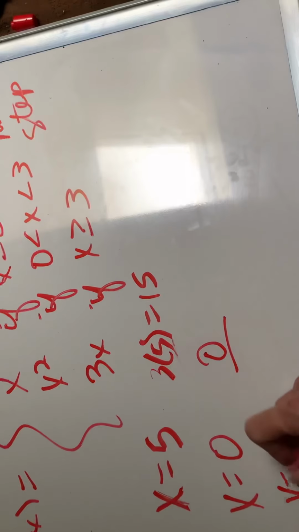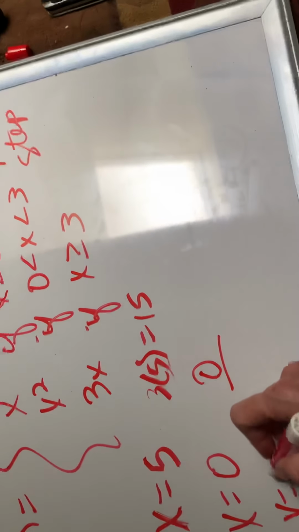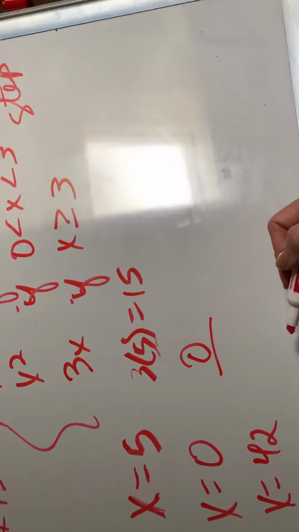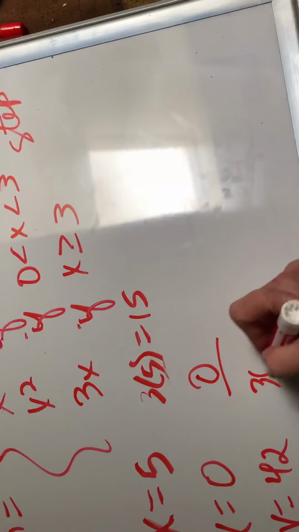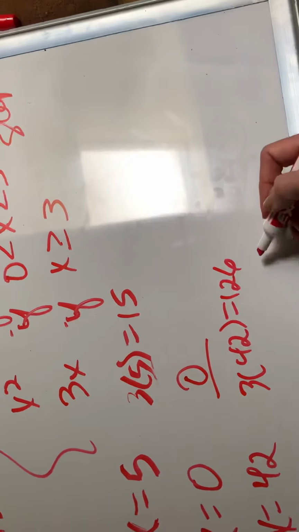Let's see, x equals 42. Well, if x equals 42, that's greater than or equal to 0, so 3 times 42. So what, that's 126, okay? Let's see, x equals 2. If x equals 2, that's between 0 and 3, so we do the x squared. So 2 squared is 4.